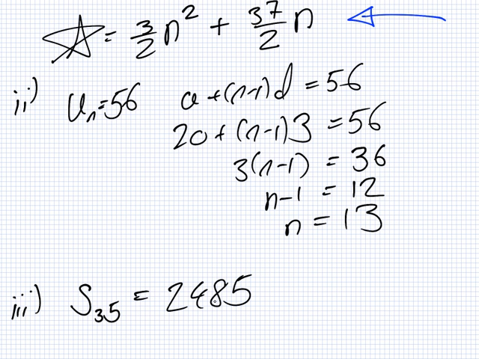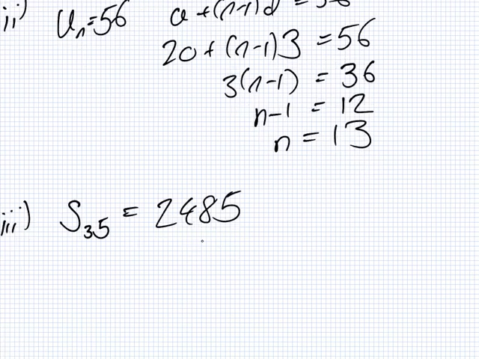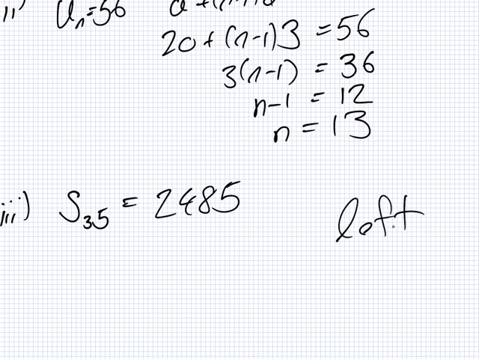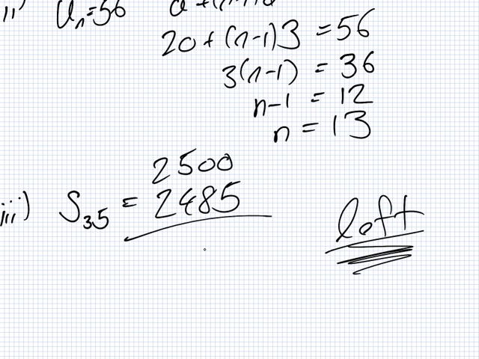Did you get that as the answer? No, command check. Good. They wanted how many were left. So we need to take away 2,500 and we're left with 15.